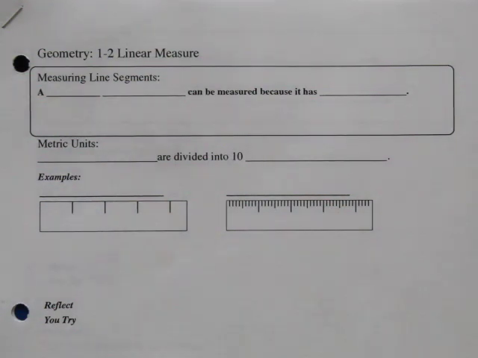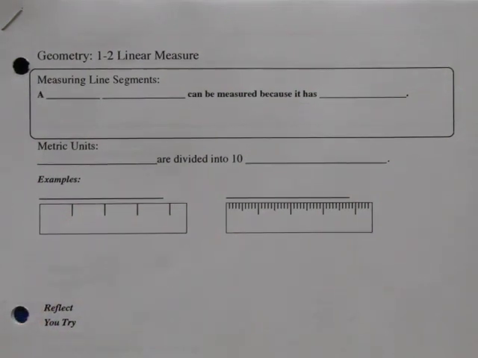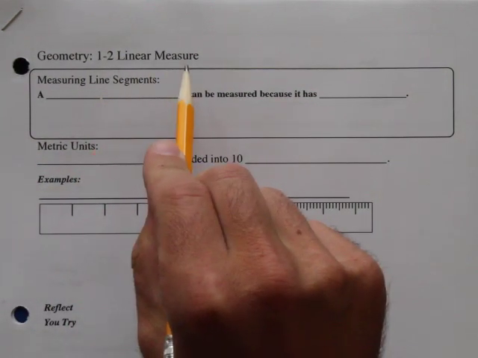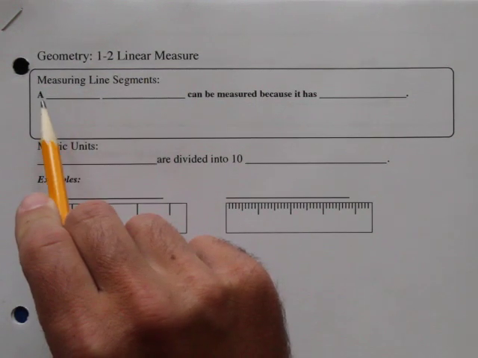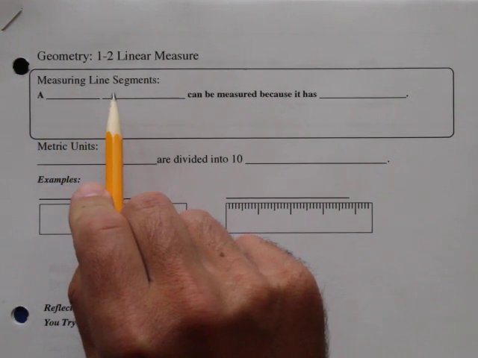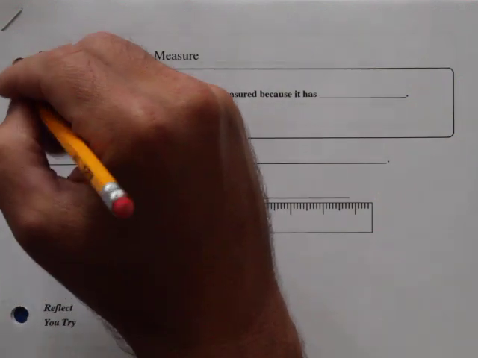Geometry 1-2. Let's get right into it here. Linear measure is the name of this section. Measuring line segments. Let's talk about measuring line segments.